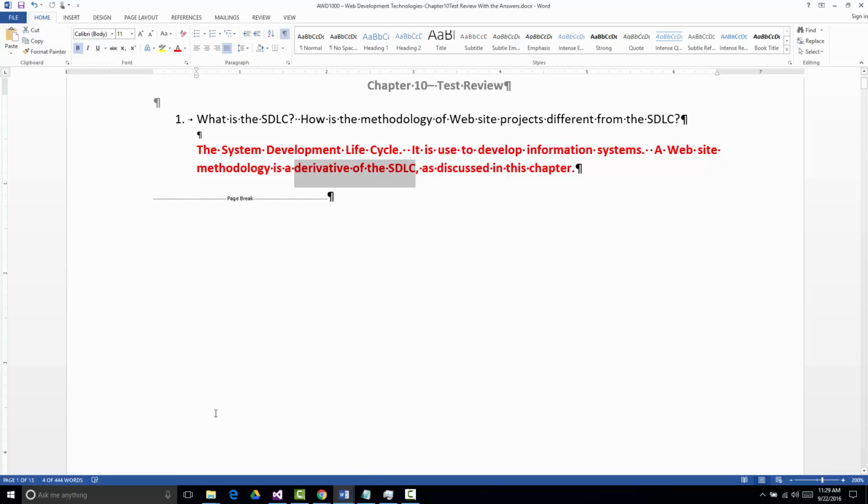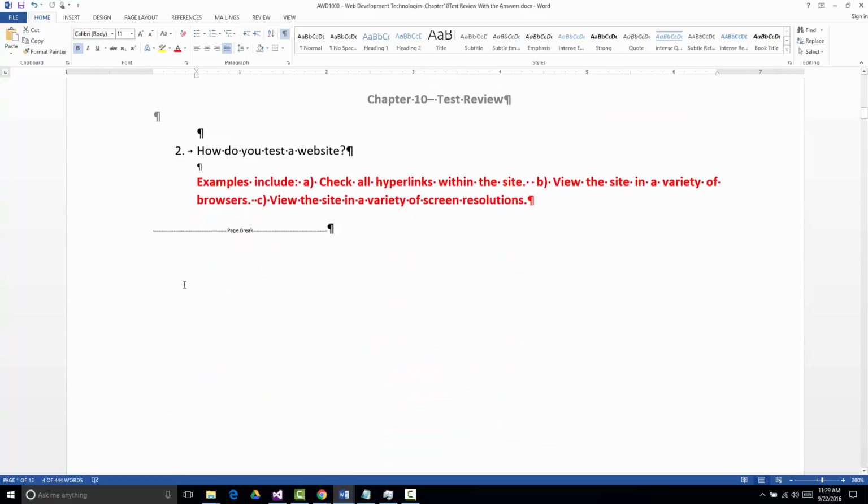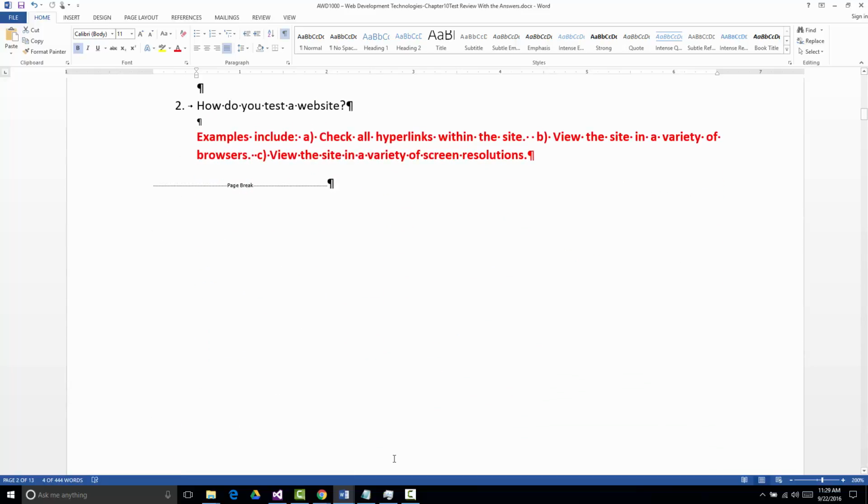All right, so that's number 1. Number 2, how do you test a website? Well, there's a lot of ways you test a website. Here are 3 of them. You check all of the hyperlinks within the website. You view the website in a variety of different browsers, so not just IE or not just Firefox. Ideally, you look at it in Firefox, you look at it in Chrome, you look at it in Safari, you look at it in Opera, Internet Explorer, etc. And then C, you also view it in a variety of screen resolutions.